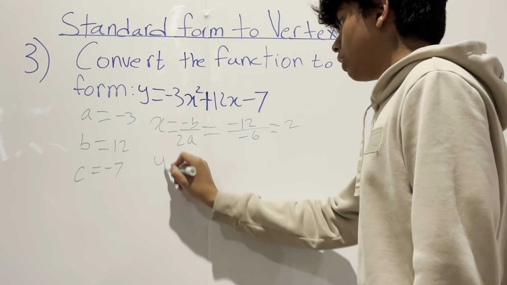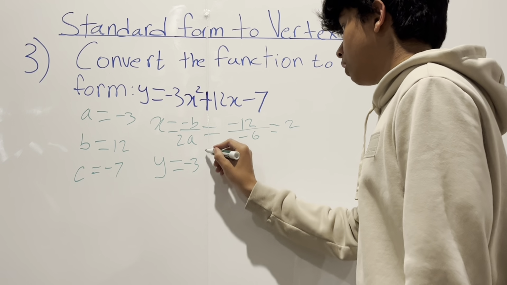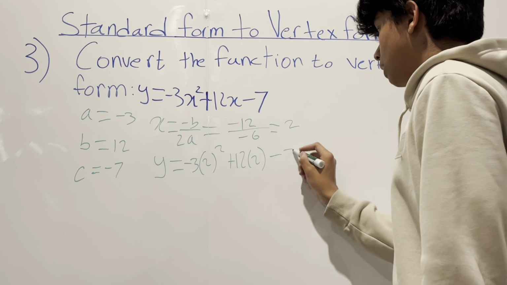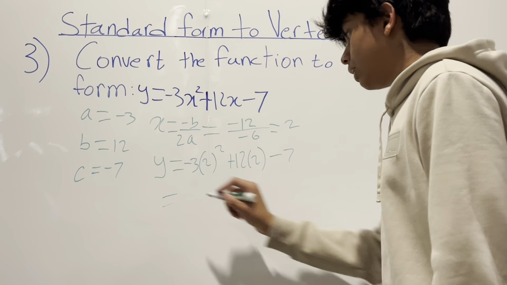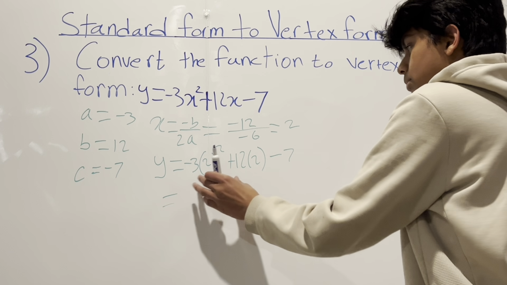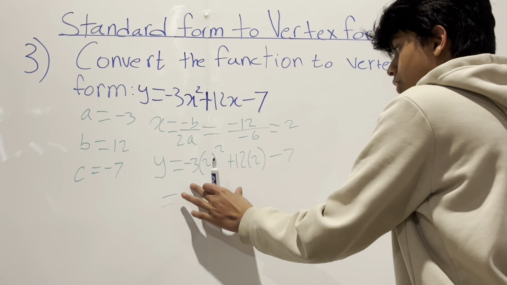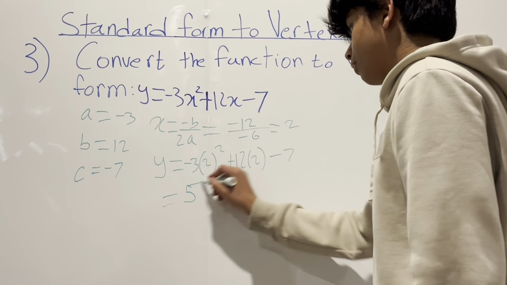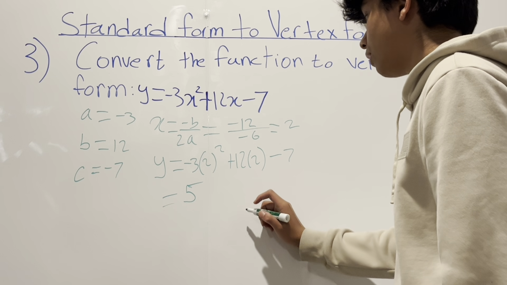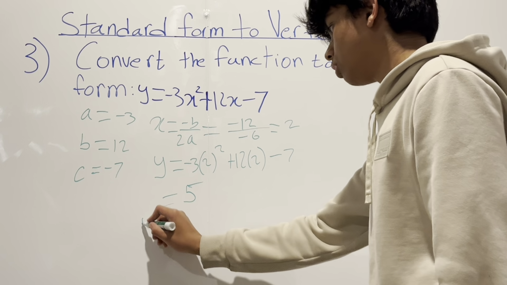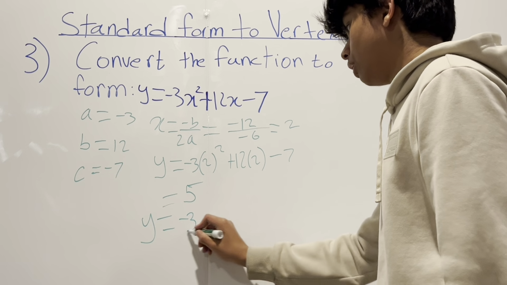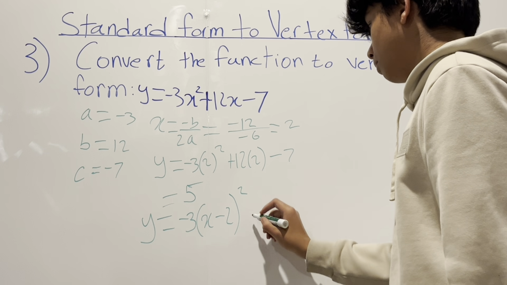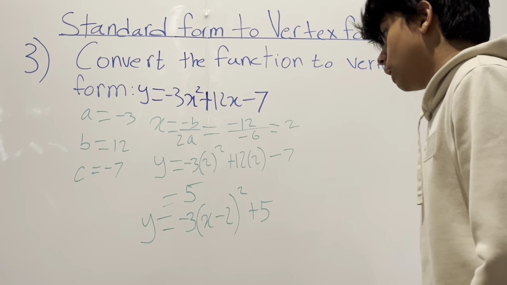So let's plug it into the original equation: y equals negative 3 times 2 squared plus 12 times 2 minus 7. Now let's evaluate this. 2 squared is 4, and 4 times negative 3 is negative 12. Negative 12 plus 24 is 12, and then 12 minus 7 is just 5. So we have the x and y values of our vertex, and we also have a, so y equals negative 3 times (x minus 2) squared plus 5. And this is our final answer.